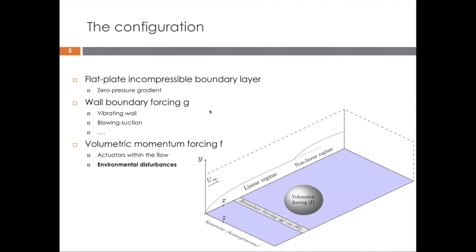At the same time, we can also have volumetric momentum forcing. And we can think of that in two ways. For example, it could be a vibrating ribbon within the flow. But what I would like you to focus on today is that we're going to consider volumetric forcing representing environmental disturbances that excite the convective instabilities, and finally cause transition. So this can be free stream disturbances, for example.